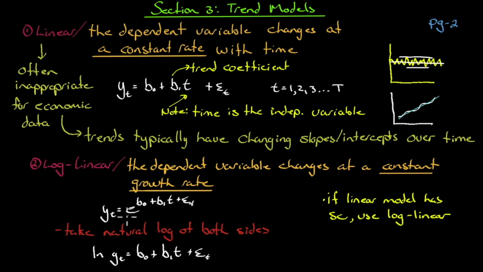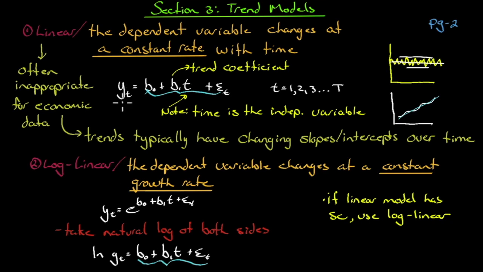And the log linear model looks like this, where yt is equal to e to the power of b0 plus b1t plus the error term. And if we take the natural log of both sides, we get the natural log of the observation, whatever variable our time series is made up of, equals b0 plus b1t plus e, the error term. Notice that this and this are now identical. The only thing that is different is the form of the data that we're observing.